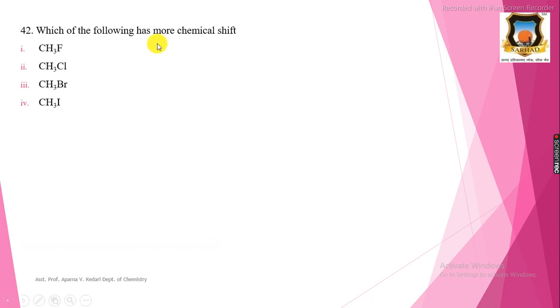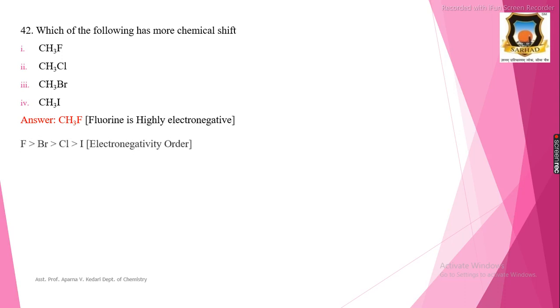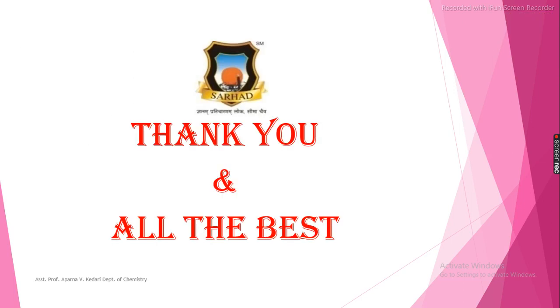Then, which of the following has the more chemical shift? The first compound is methyl fluoride, then methyl chloride, methyl bromide, methyl iodide. And the correct answer is methyl fluoride, because fluorine is highly electronegative, and fluorine is more electronegative than chlorine, bromine and iodine. Therefore, the first option is correct. It shows a more chemical shift because these protons are highly de-shielded protons. Thank you and all the best.